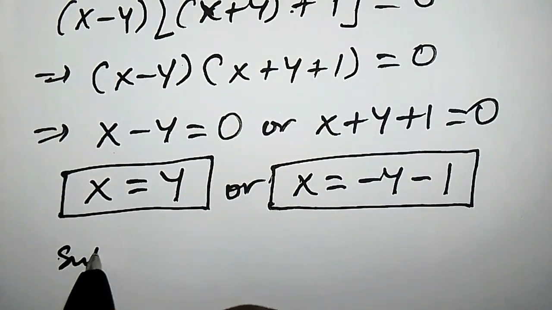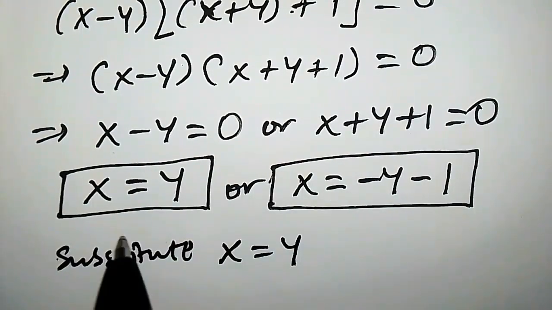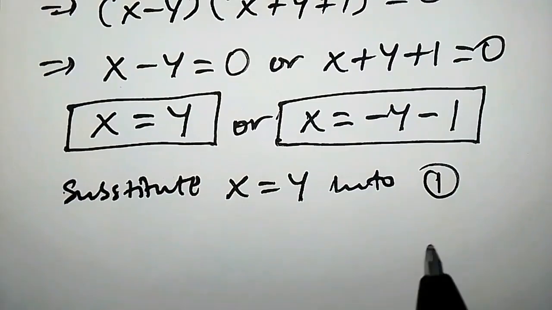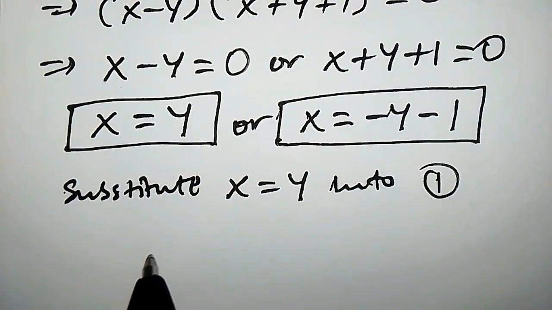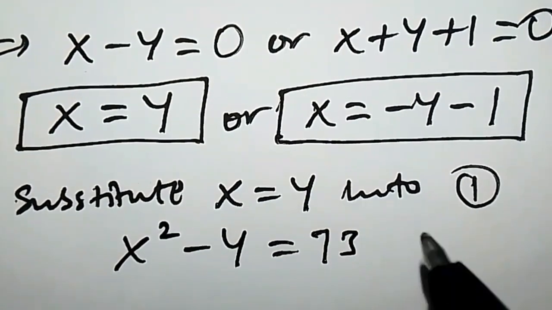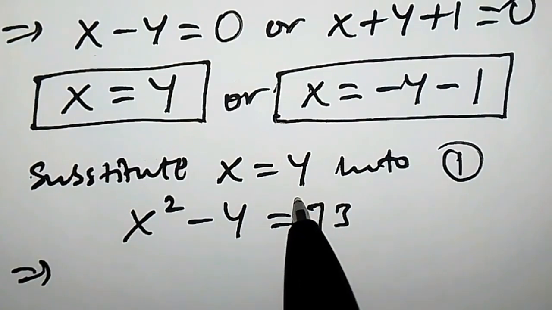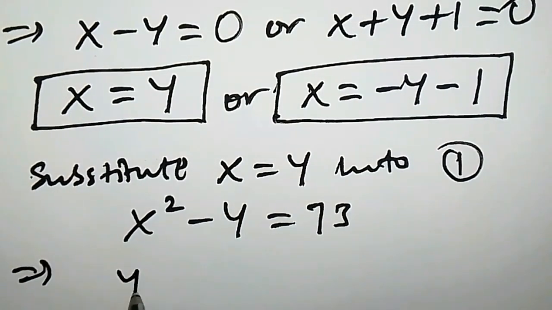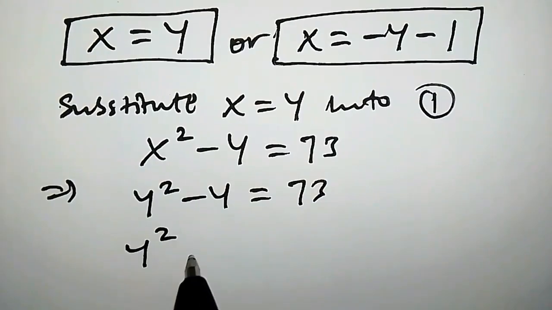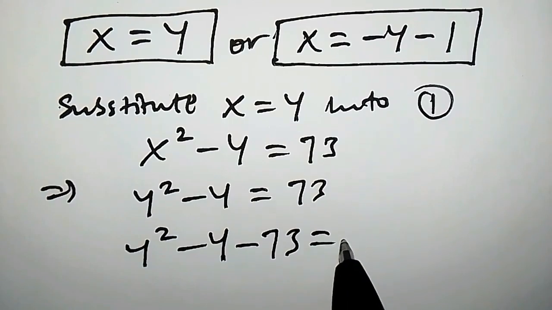Now, substitute x equal to y, consider this first, into equation 1. What is equation 1? Equation 1 is x squared minus y equal to 73. This means that anywhere we see x, we will replace it with y. So we have y squared minus y equal to 73. y squared minus y, if we move 73 to the left side, we have minus 73 equal to 0.